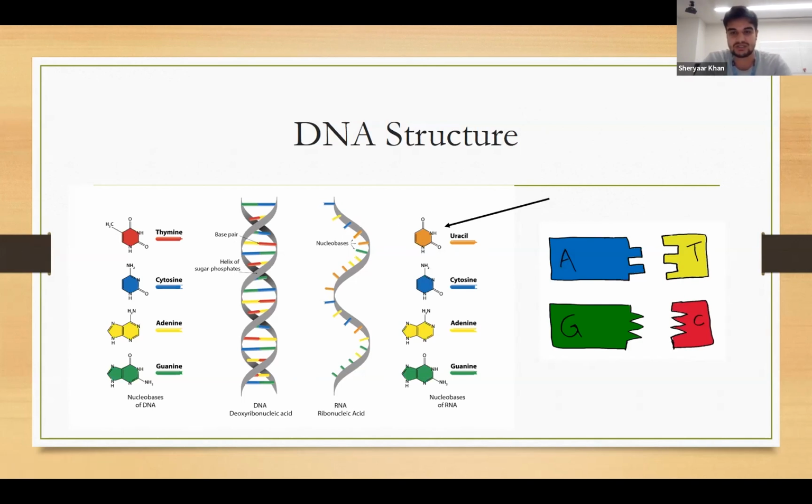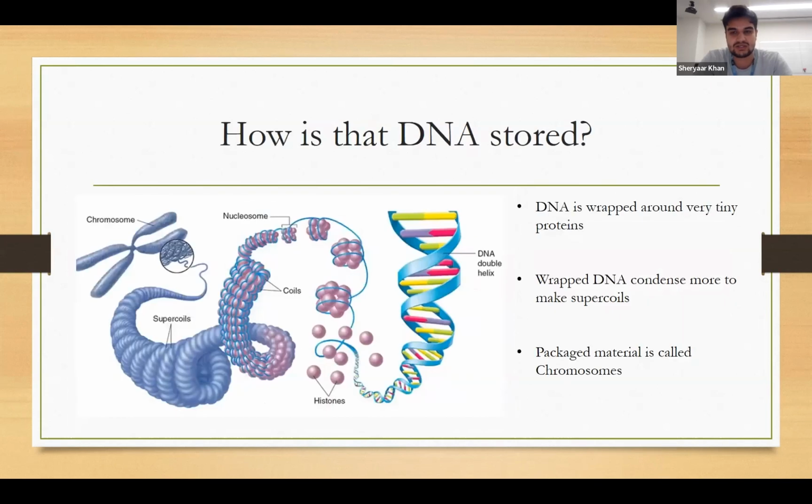That's DNA structure. But like we said before, there are 3 billion base pairs within every cell of our body, apart from your sperm and egg cells. So how is this all packaged? We need to know how that's stored, and that's what we're looking at now.